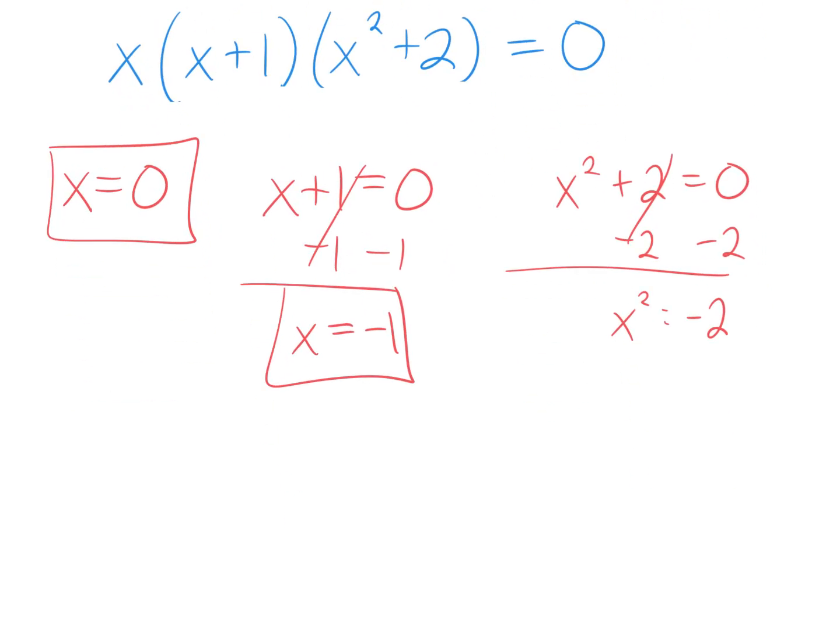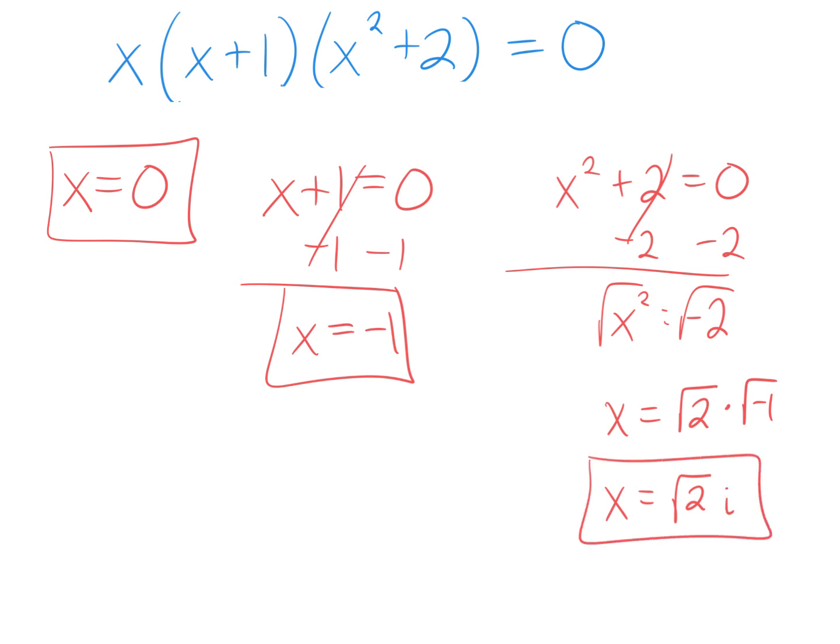Square root. Can we take the square root of a negative number? Yes. X equals the square root of 2 times the square root of negative 1. So 2i. What is the square root of 2? Is it even? No, it doesn't come out evenly, so remember we keep it, and the square root of negative 1 is i.